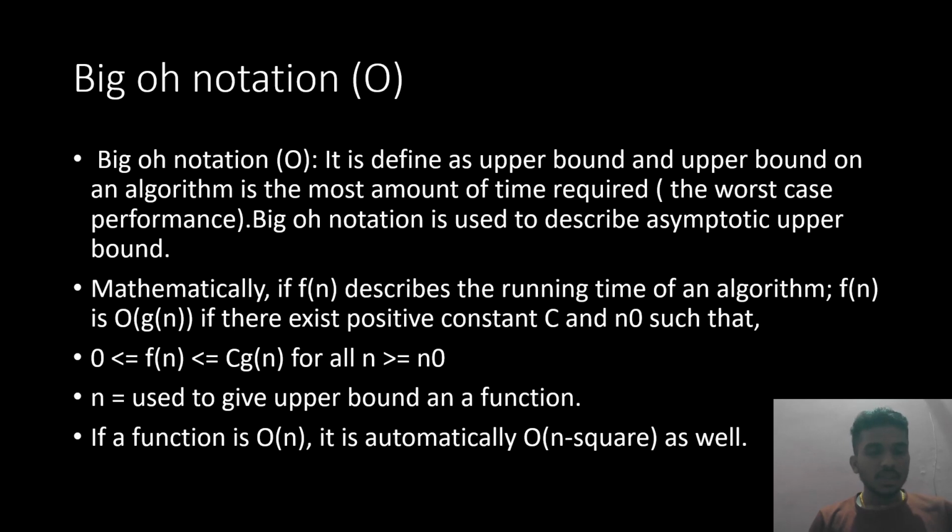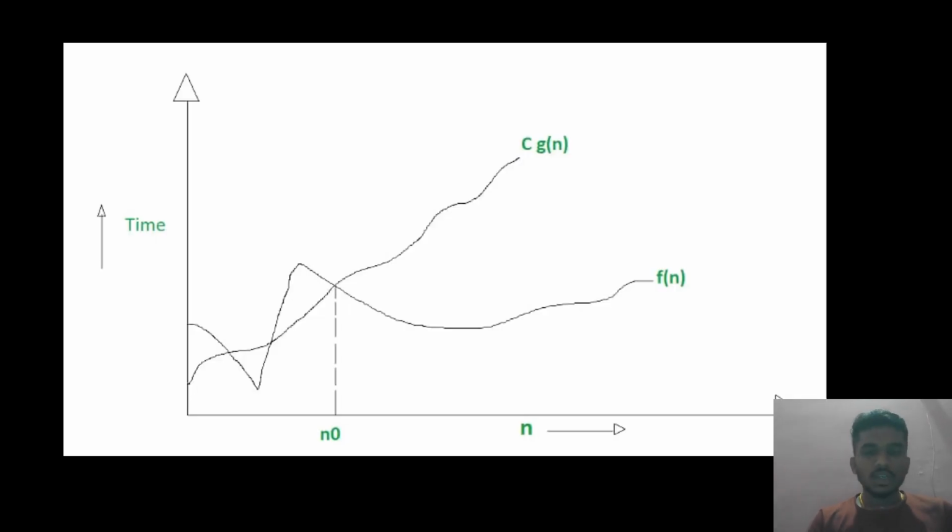If a function is O of n, it is automatically O of n square as well. This is a graph of big O: time, f of n, c g of n, n0. This one is the n direction.